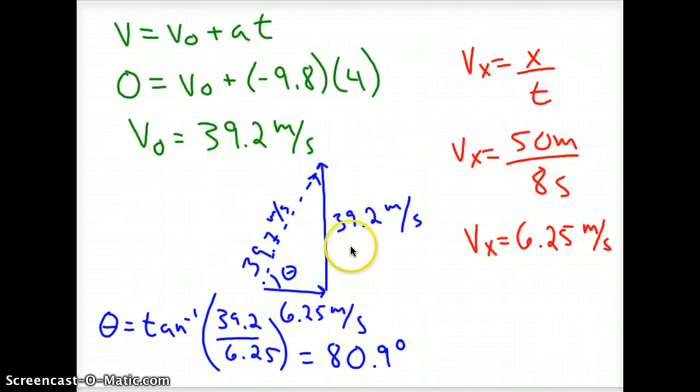So I label my final triangle. I do Pythagorean theorem: a squared plus b squared equals c squared. I get that the ball is actually traveling at a total of 39.7 meters per second. And if I do tan inverse equals the opposite leg over the adjacent leg, I get that this soccer ball was kicked at an angle of 80.9 degrees. Certainly not the most effective soccer playing, but the physics looks pretty good.